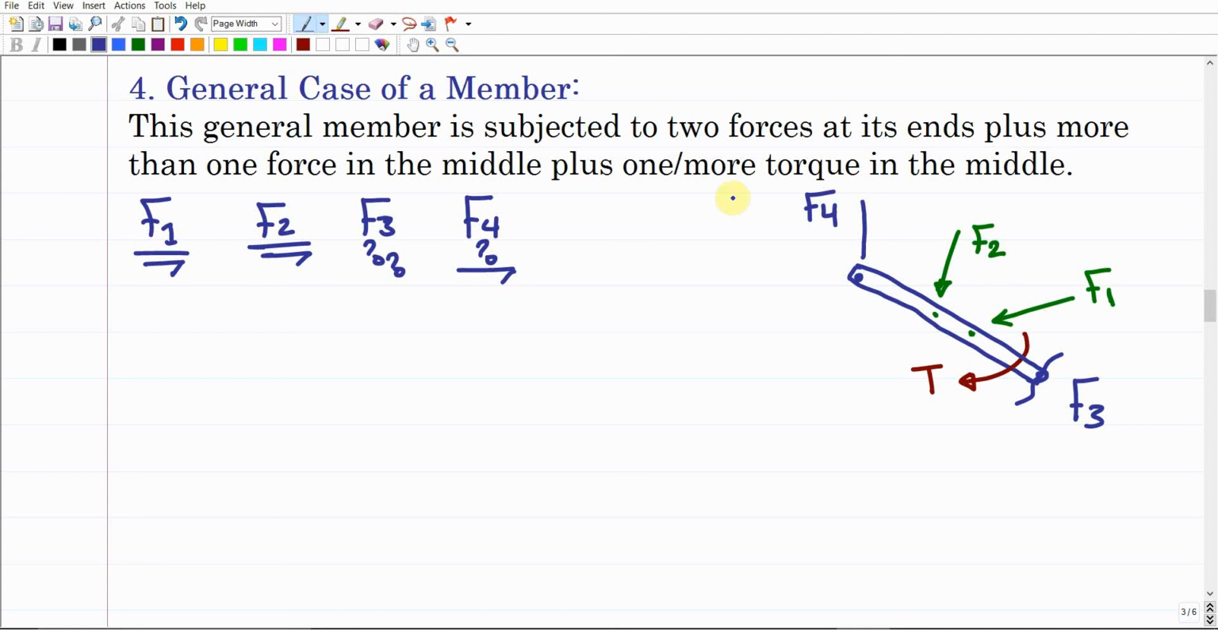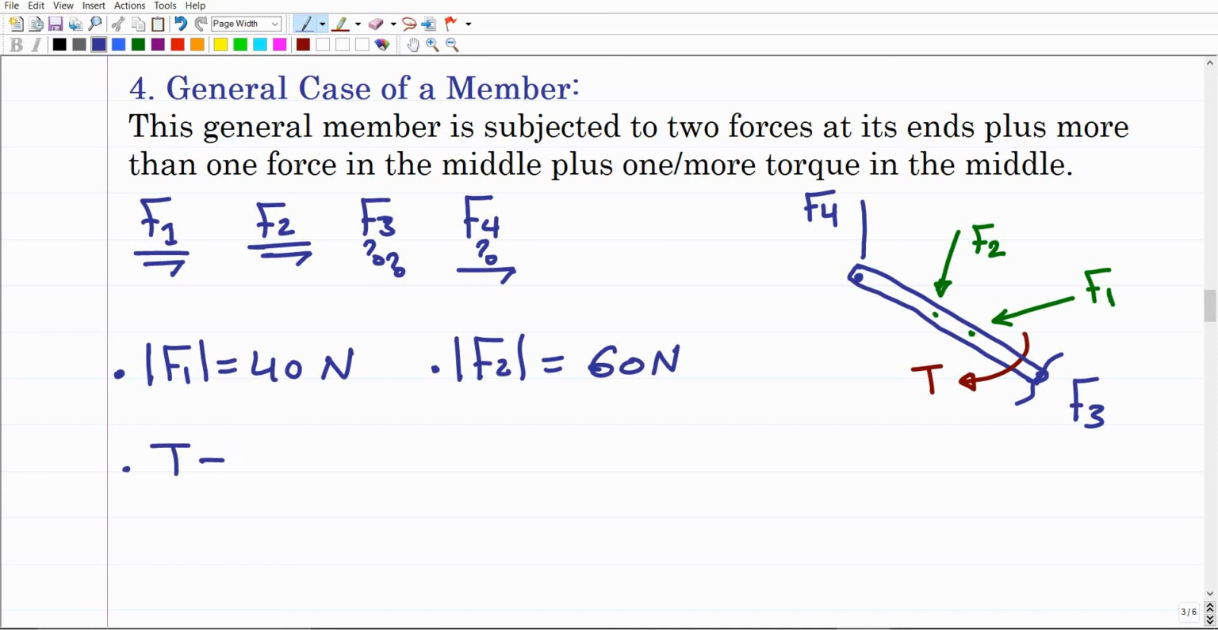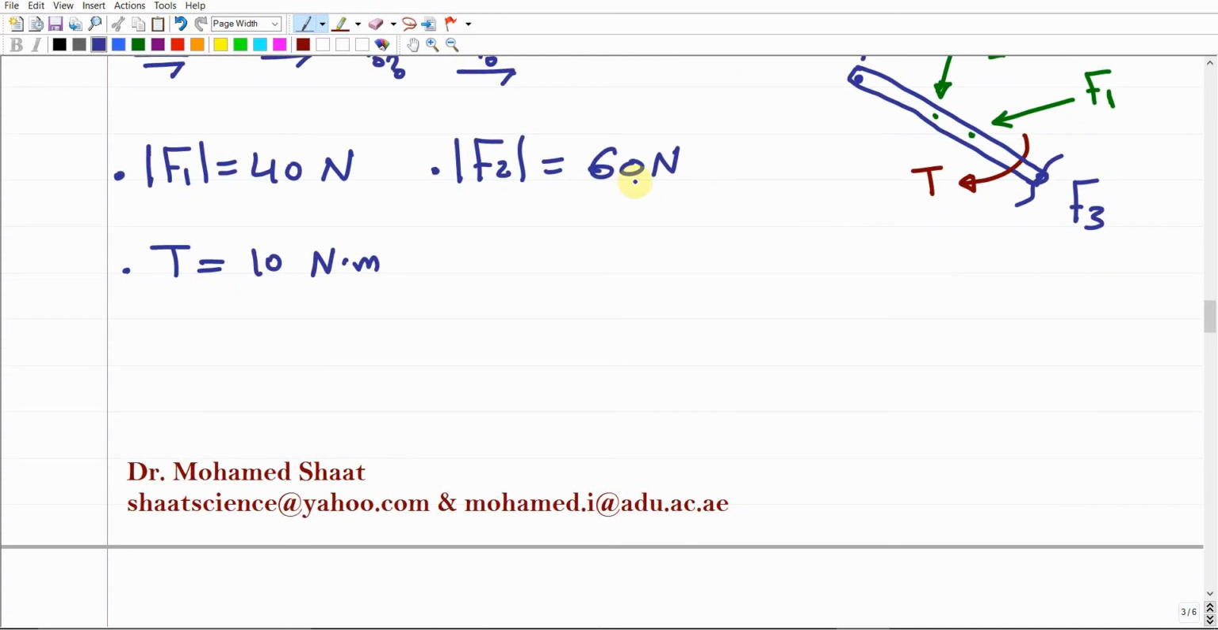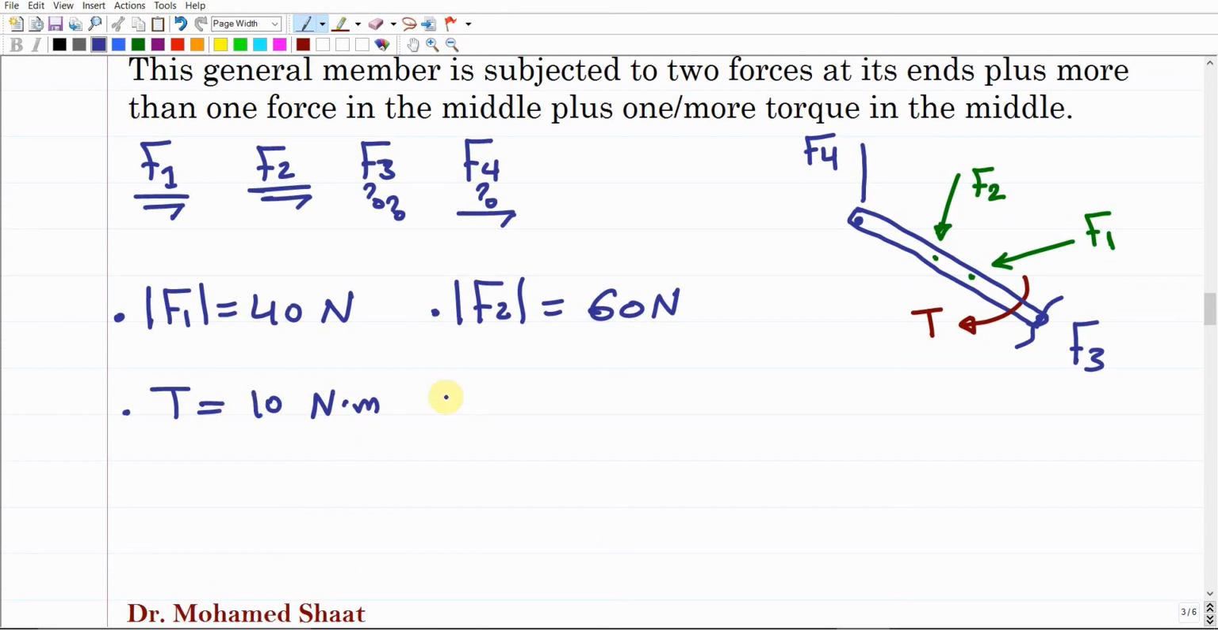Make sense? So let us assume some numbers here. Let us assume that the magnitude of F1 is given as 40 Newton, the magnitude of F2 is given as 50 Newton, for example, and the torque is given in this direction, with a magnitude of, let's say, 100 Newton meter. Or, to have a good scale here, assume that this is 10 Newton meter. Okay, so assume these different values for the torque, the forces, and so on.